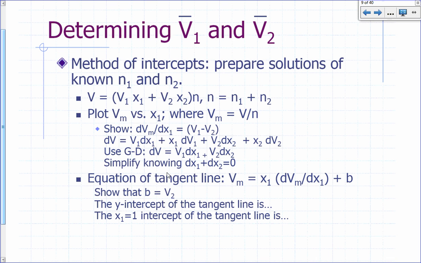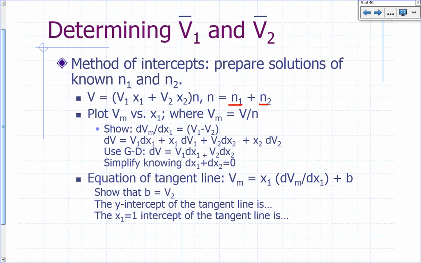And what you do here in the lab is you prepare a series of solutions that have known moles of components 1 and 2. Okay, so if that's the case, then you say the volume is just V1 bar times N1, which is X1 times N, plus V2 bar times N2, which is just X2 times N, where N is just the total number of moles, N1 plus N2.